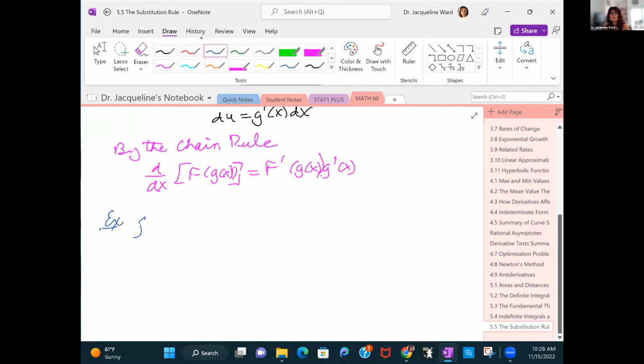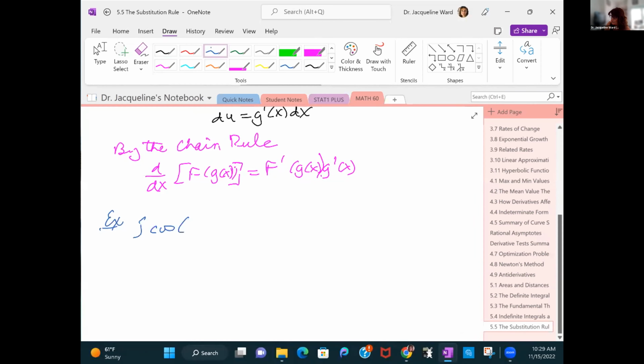Okay, so just like when we were differentiating, we know how to take the derivative of sine of x, but we don't know how to take the derivative of sine of 3x. We had to use the chain rule, right? It was the derivative of the outer function times the derivative of the inner function. Same thing when we're integrating. We know how to integrate sine or cosine, but only of the one variable dx or whatever the variable is. If there's anything else, you have to use the substitution rule.